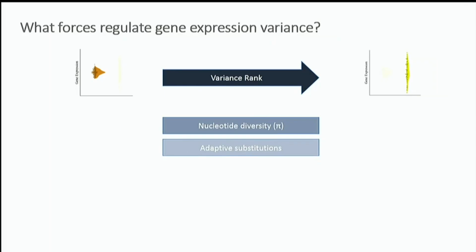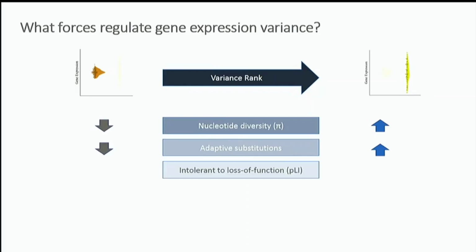Say? More variable, more diversity. Anybody disagrees? We're a few people. We can have a conversation if you want. Exactly. So the genes at the bottom of the variable genes have significantly less genetic variation and substitutions than the genes that are more variable.